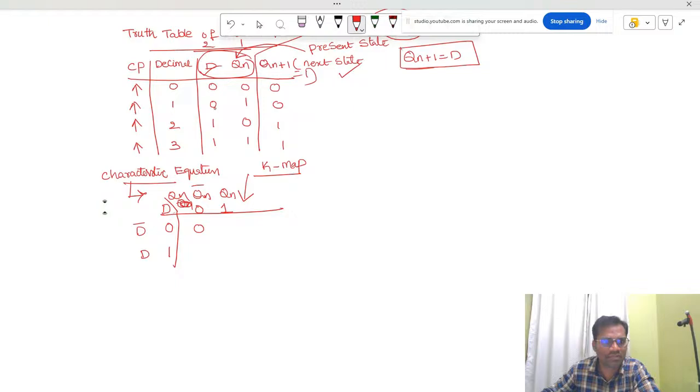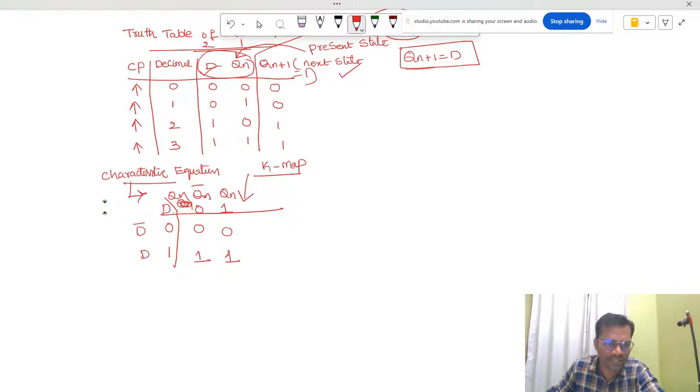If D is 0 and Qn is 1, then you are going to get the output as 0. And if D is 1 and Qn value is 0, then you are going to get 1. Just we'll try to check out. So 0 0 means you're going to get 0. So 0 1 you're going to get 0, and for the combination of 1 0 you're going to get the output as 1, and for the combination of 1 1 you're going to get it as 1.